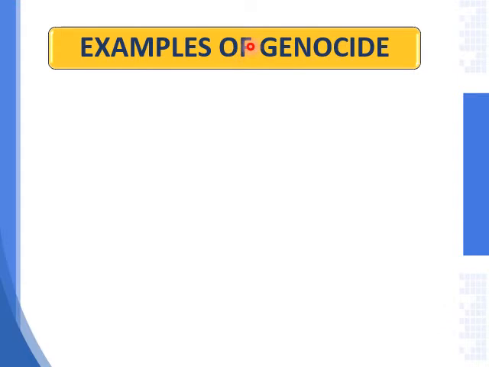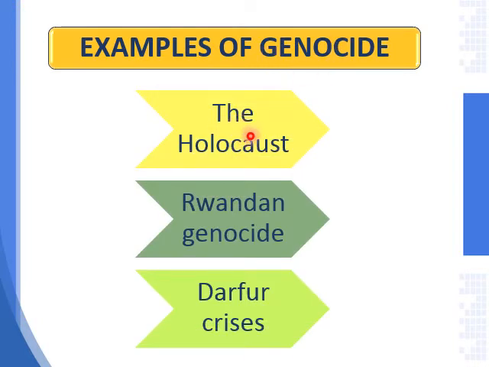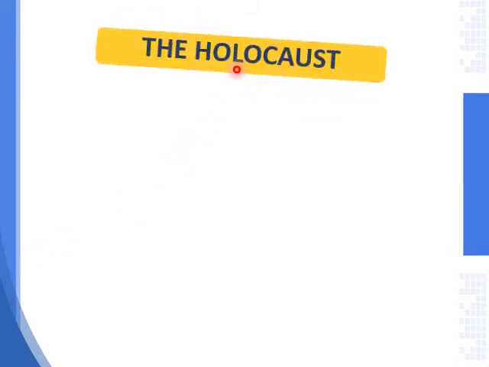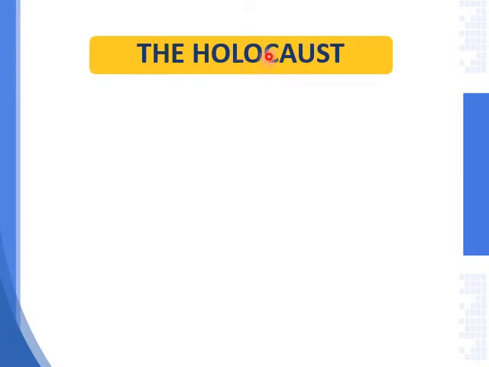Some classic modern history examples of genocide are the Holocaust during World War II, the Rwandan genocide, also known as the genocide against the Tutsi, and the Darfur crisis, which is the major armed conflict in the Darfur region of Sudan. Let's discuss the Holocaust.